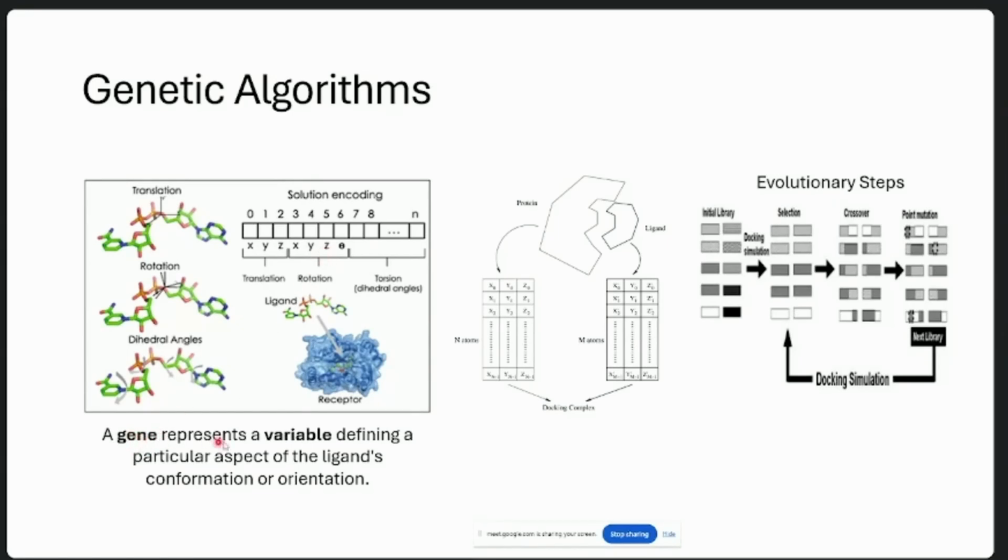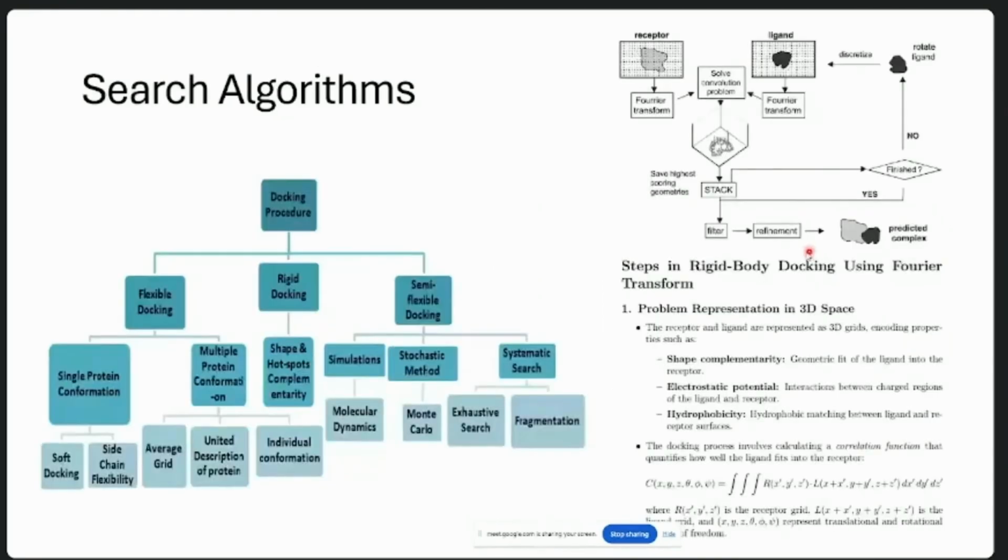As you can see here, the gene represents a variable defining a particular aspect of the ligand's conformation, taking into account the translation, the rotation of the molecule, and even the angle and the whole pose of the molecule. We can see here the evolutionary steps in such genetic algorithms: we have initial library, selection, crossover, and point mutation, and repeat. This is what's actually taking place in the basic Darwinian evolutionary natural selection theory. So it's a nature-inspired, bio-inspired algorithm.